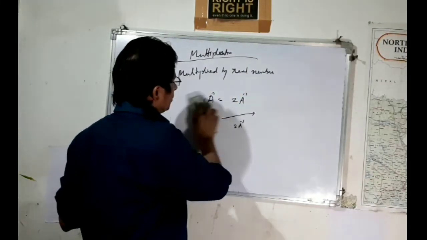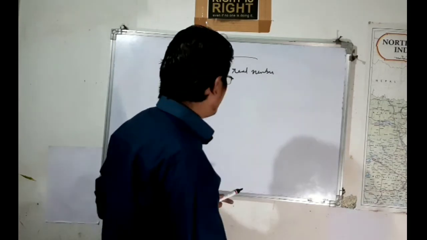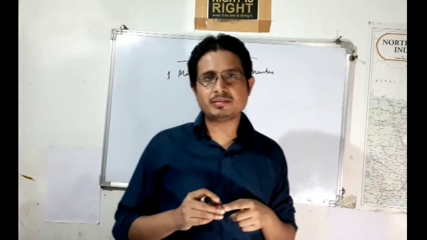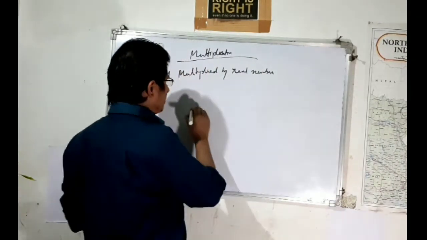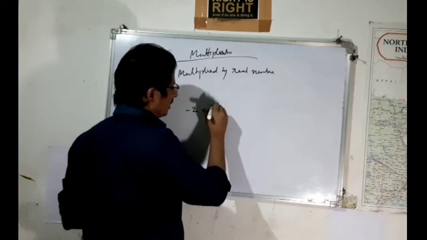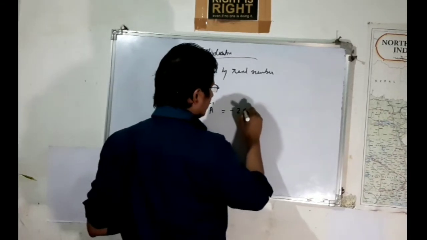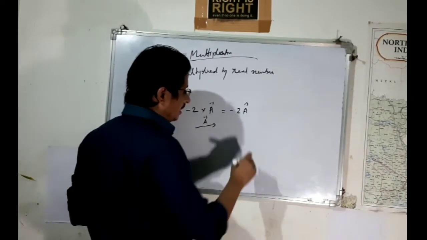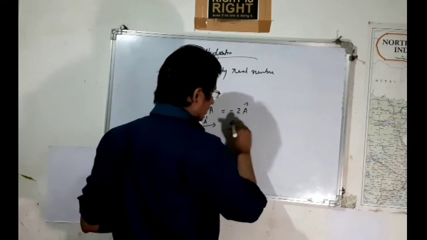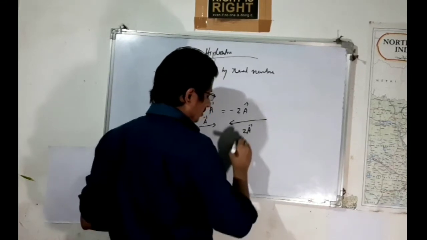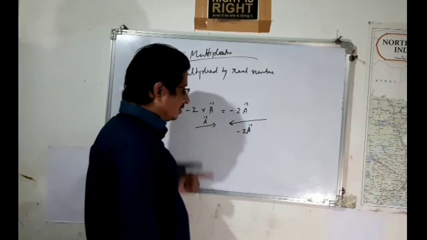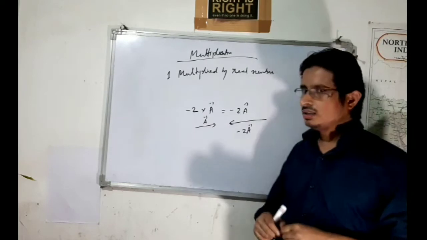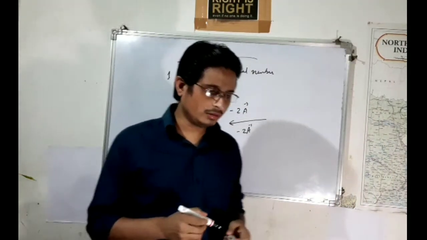Similarly, if I multiply the vector by a negative number, say minus 2 times vector A, then the result is minus 2A. If the original vector is A, then after multiplication the vector will appear like this. Here not only does the magnitude change, but the direction also changes.